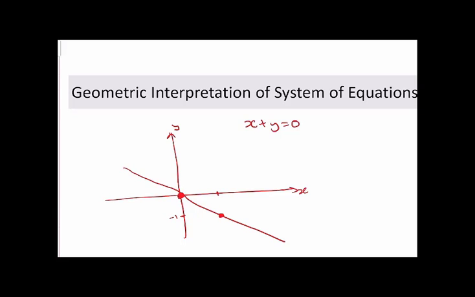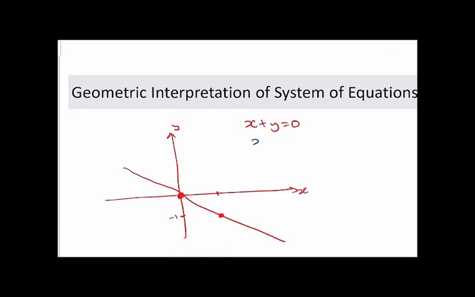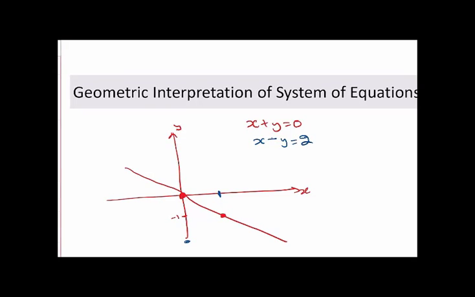Now let's think of a different equation: x minus y equals 2. Let's plot it in blue. In this case, when y is 0, x is 2. That's one point. And when x is 0, y is minus 2. So that would be here, and that's the line we'll get. So there is a point where they intersect.